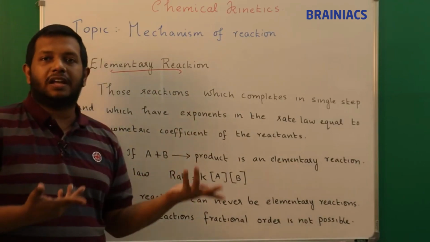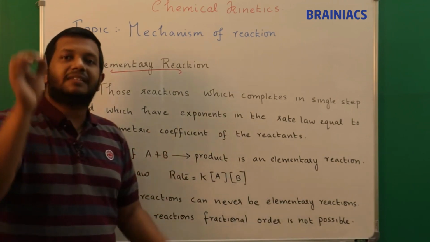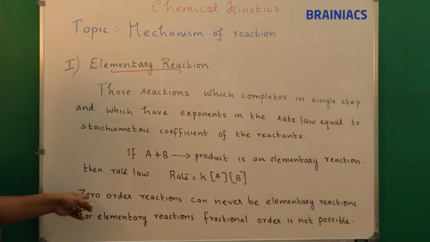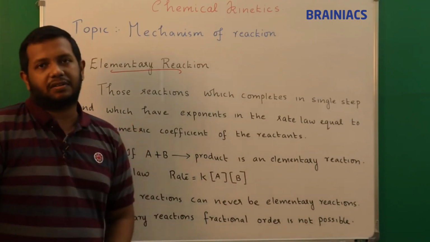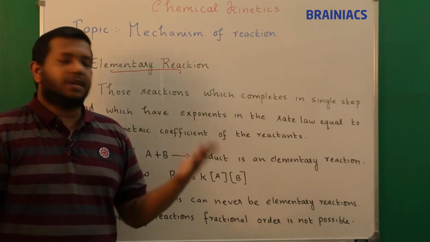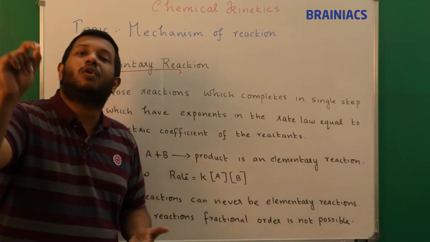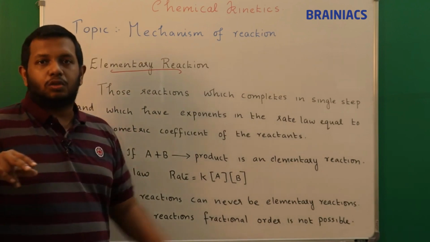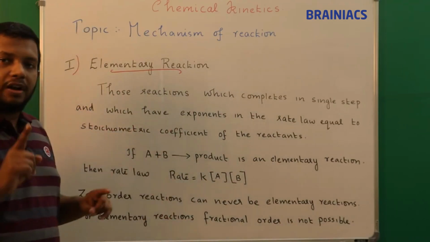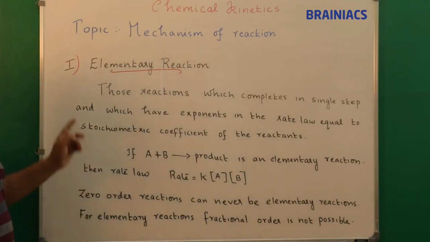Whether that is possible for any reaction, zero order reactions exist, since order is an experimentally determined quantity. But if a reaction is an elementary reaction, its order can never be equal to 0. That is what you need to remember. Zero order reactions can never be elementary reactions. Another important property is that for elementary reactions, fractional order is also not possible. Sometimes they say A raised to half and B raised to 3 by 4. In that case, I can say whatever rate law they have given, it is not for an elementary reaction. So two points to be remembered: elementary reactions cannot have a fractional order, and zero order is also not possible. I hope you understood.